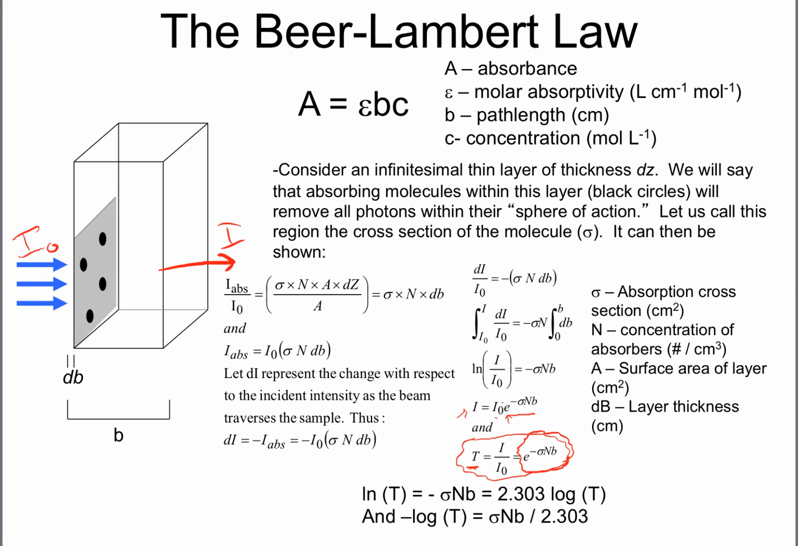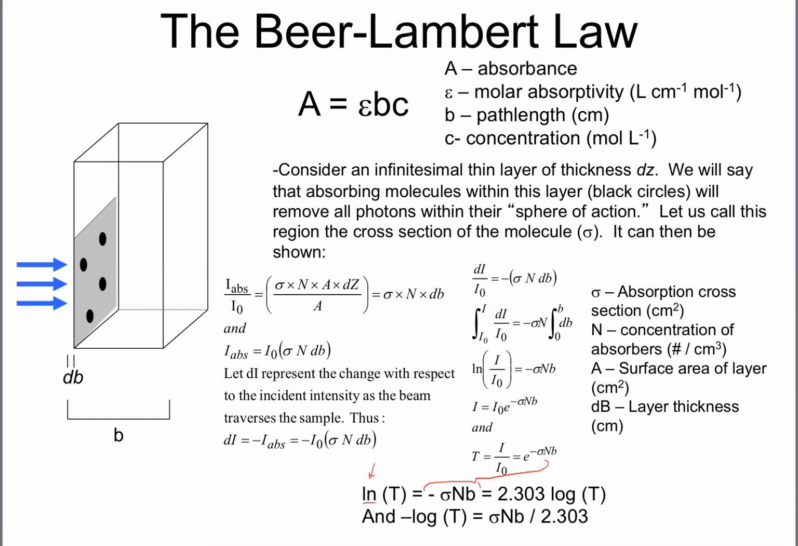From there, we are going to take the natural log of both sides to get rid of the e. When I take the natural log of both sides, this comes down, and I'll have the natural log of T because I took the natural log of that side as well.